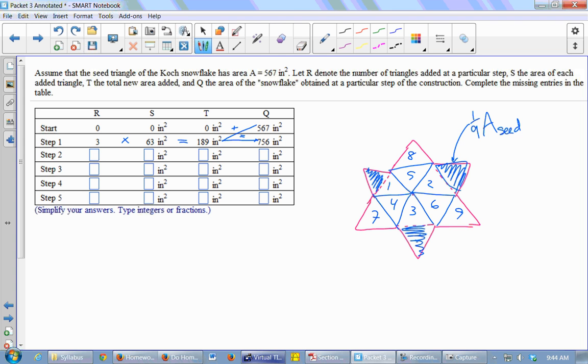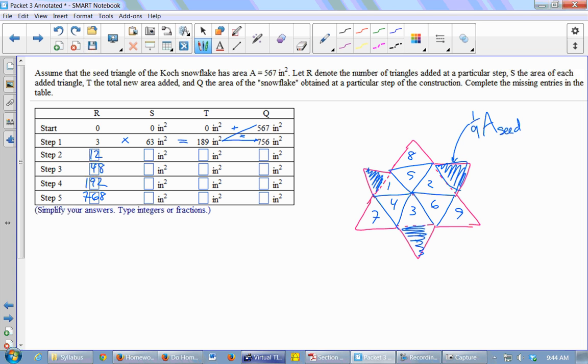All right, so in step 2, how many triangles am I going to add when I build step 2 of the snowflake? 12. And this is going to start growing by a factor of 4, because the number of triangles you add corresponds to the number of sides. So this would be 48, 192, and I can't remember, 768.